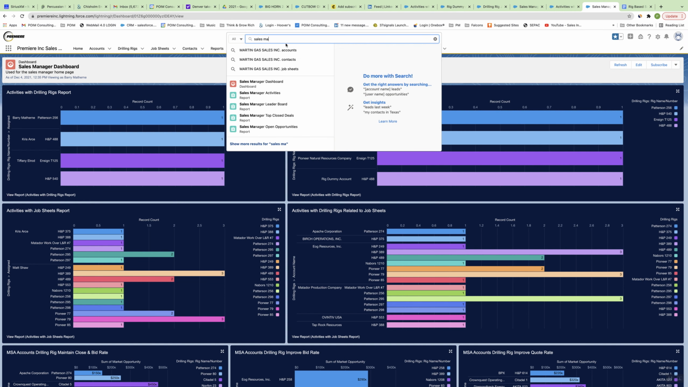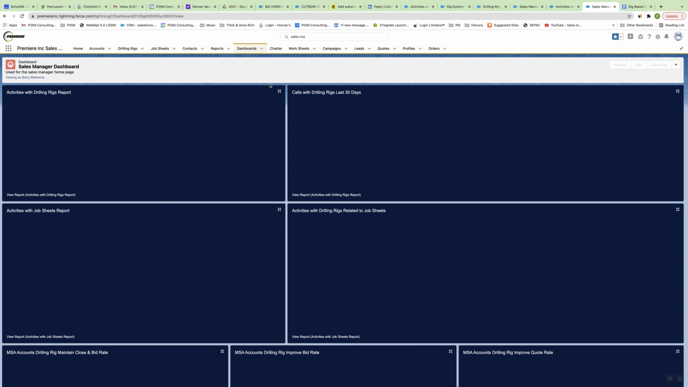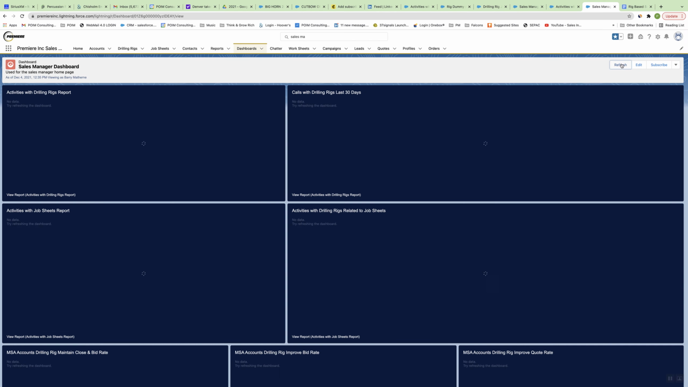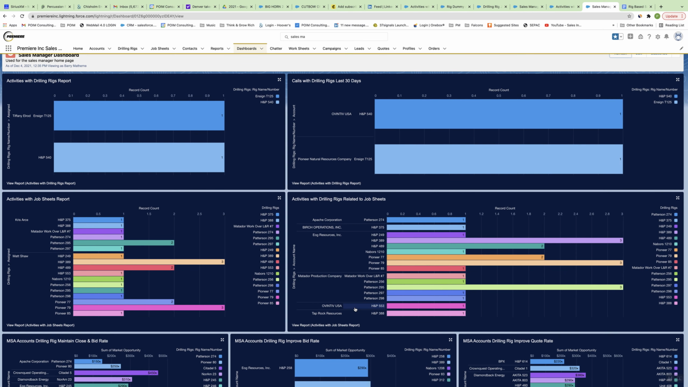You can come up to the search, type that in, and see the sales manager dashboard. The way I've set this up for you, from an account development perspective, is to look at who it is and what they are doing to meet the four objectives we've set out for ourselves. The first thing I look at is reporting around activities, making sure the teams that fit within the roles you have in your organization are doing activities that align with our objectives.